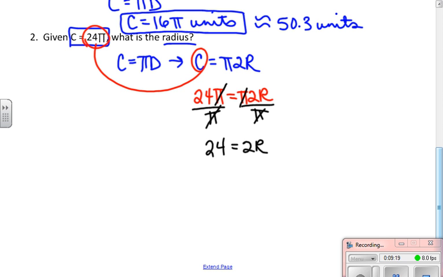24 equals 2r. Now that was a nice cancellation. Had I multiplied by 3.14 blah blah and rounded, I would have introduced a rounding error and my numbers may not have come out nice and neat like this. Divide by 2, r is 12 units.